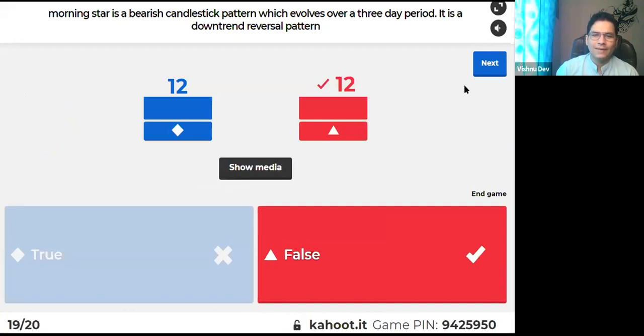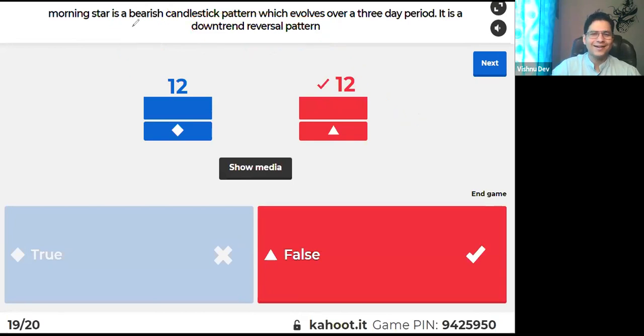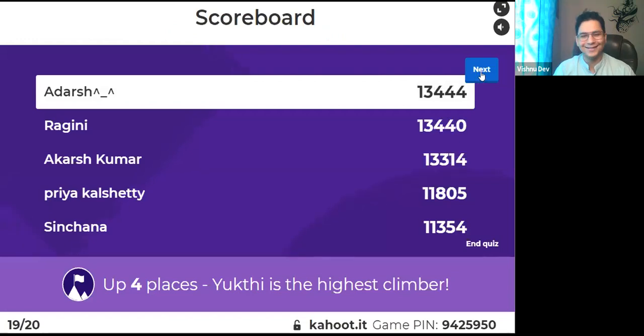Tell me. First of all, this was correct, right? This is a bullish candlestick pattern. Yes or no? Obviously, 12 people are wrong. It is a bullish candlestick, right? Even though it occurs at the downtrend, it is a bullish candlestick, right? No, not in this one, I intentionally gave this.